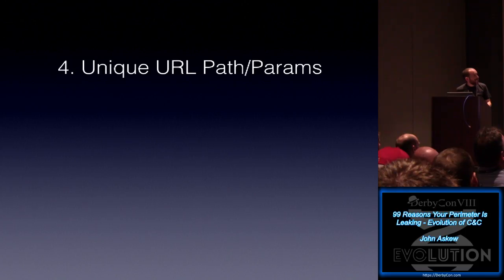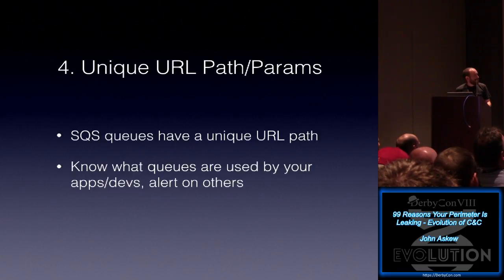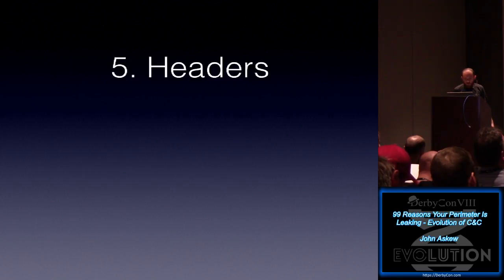Unique URL path, URL parameters. Similarly, something like Amazon's SQS, Simple Queue Service. Those queue names show up in the URLs. If you know what specific queues you use, then you can whitelist those and alert on ones that aren't on that whitelist. And these are just examples like SQS, but there are a lot of other services that have unique things in the URLs. There are a lot of other services that have unique domain names, like Slack. Every Slack workspace has its own unique subdomain off of Slack.com, and ShareFile does the same thing. So these are broad principles dependent upon what services you're looking at.